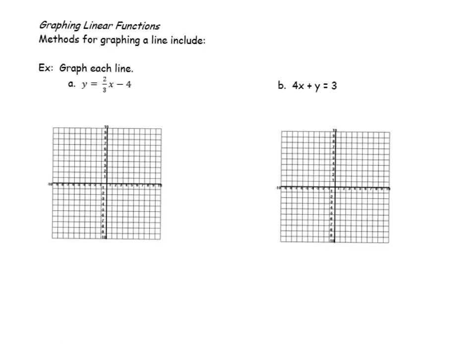When asked to graph a linear function, there are several methods you could pick from. You could make a t-table and pick values for x and solve for the corresponding y values, or you could make sure your equation is in slope and intercept form and use those two values to sketch the graph of your line. Slope-intercept form, if you recall, is y equals mx plus b.